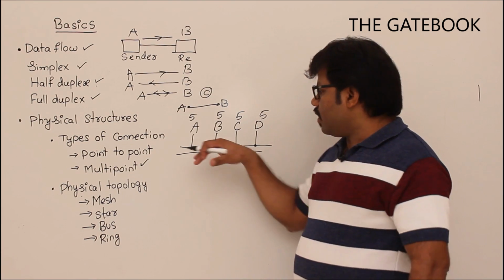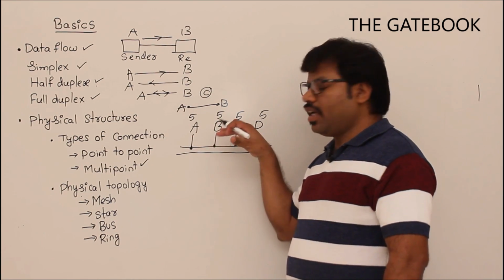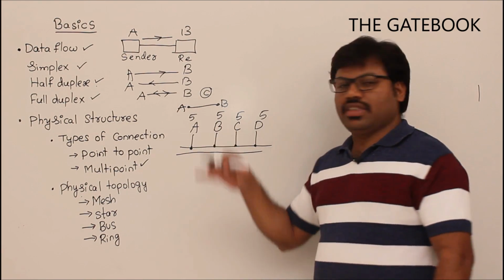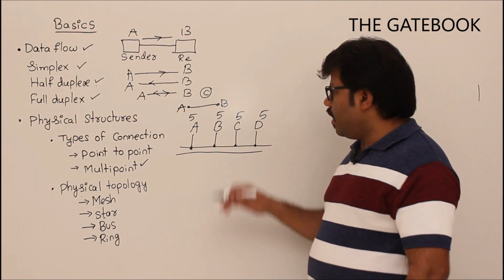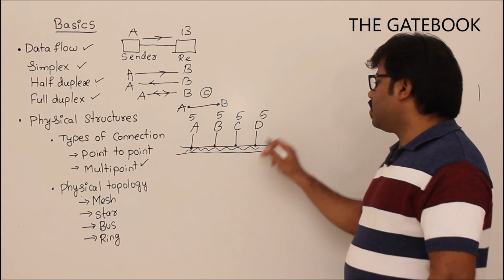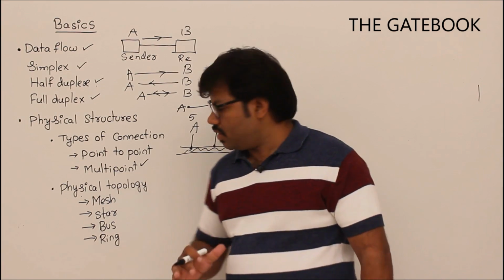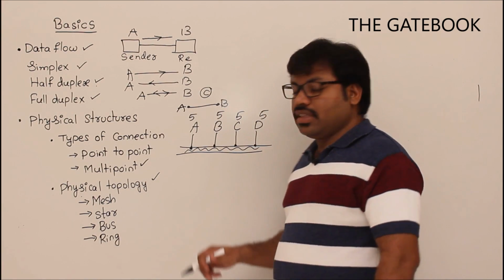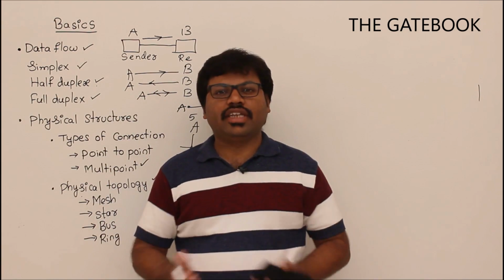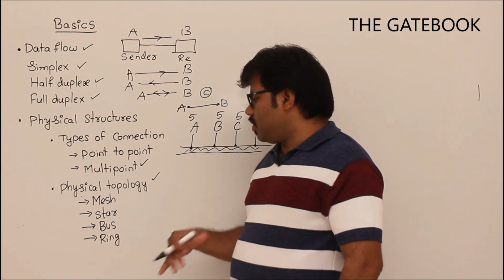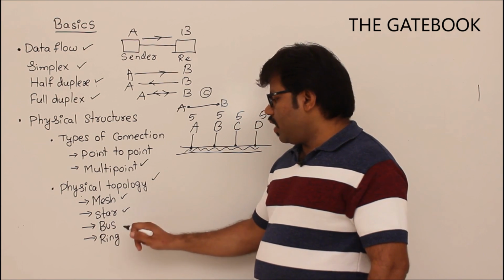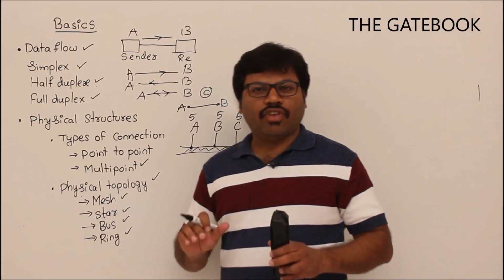So remember, whenever the communication medium is shared by the multiple systems, then we say that is multi-point connection. There is no dedicated link between the systems. If A wants to send data to B or C or D, then he has to go through like this. So that is multi-point connection. Now we'll see physical topology. This is about the structure of the communication network. So you can connect the systems in these ways, like mesh topology, star topology, bus topology, ring topology. We will see one by one.